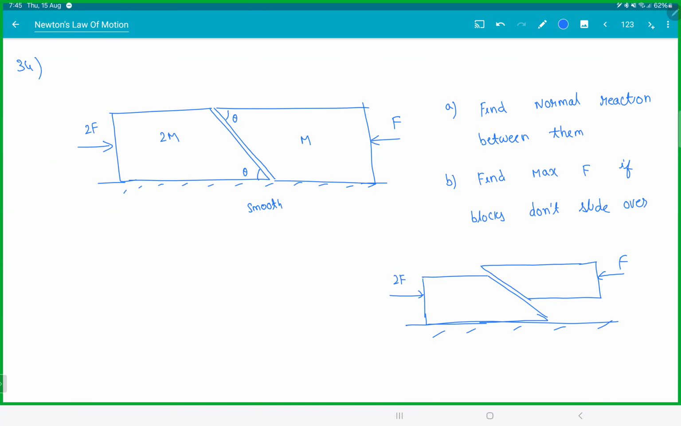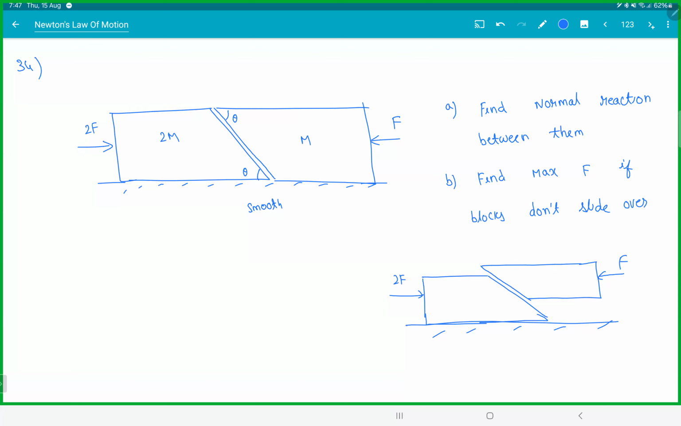Any answers? Normal reaction is... Vihan, you're right. Purvaja, you're wrong. Any other answers? We have one right answer. Shana, you got that wrong.